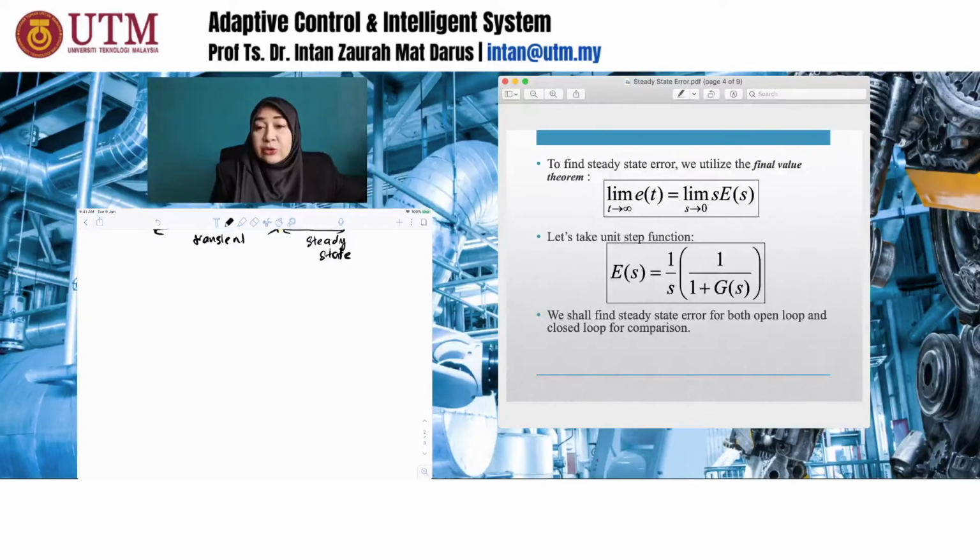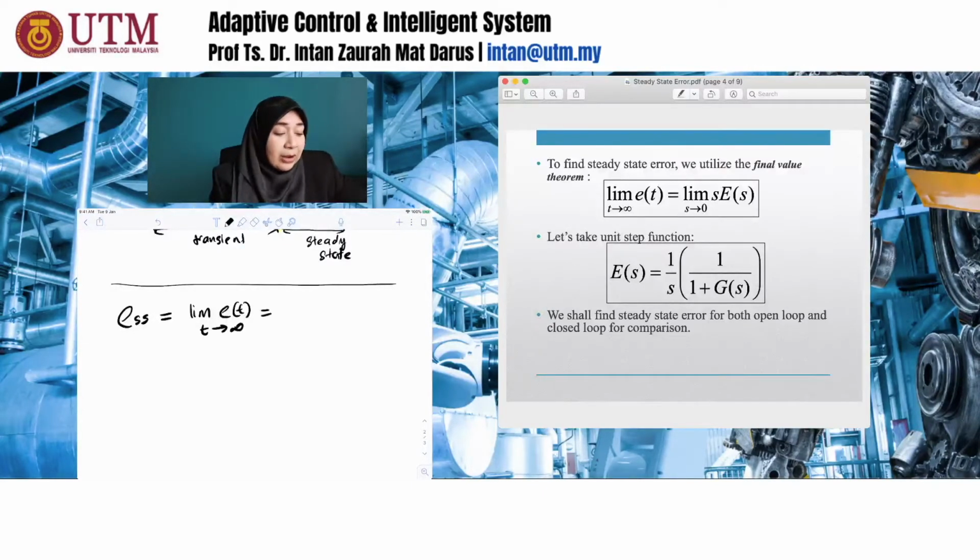So I will show you how to utilize the final value theorem in the next example. The final value theorem is just as simple as saying that to get your steady state error, you take the limit of your error in the time domain when t approaches infinity, which is equivalent to the limit in the s domain when s approaches 0. But in this case, you need to have not only E(s), sorry, s multiplied by your E(s). Okay, so this is how you have a final value theorem for steady state error.